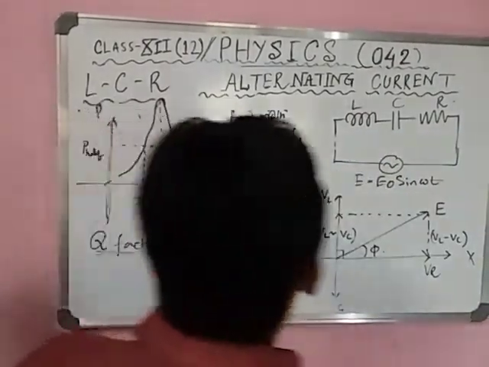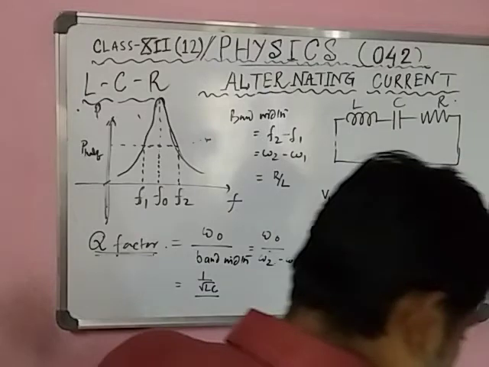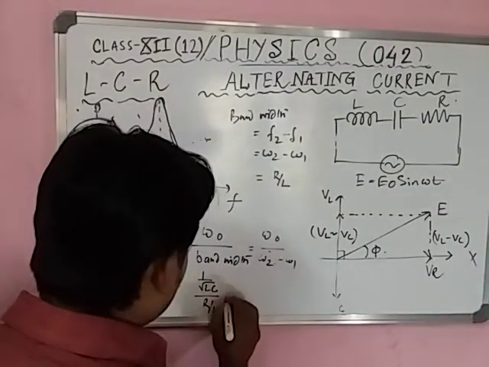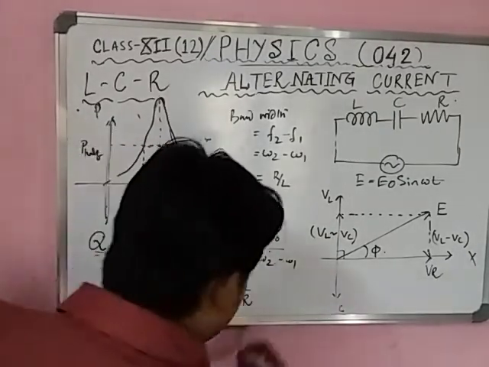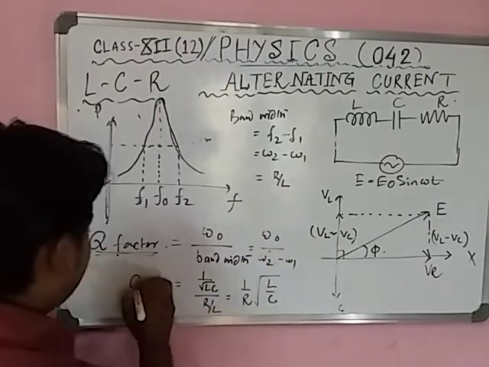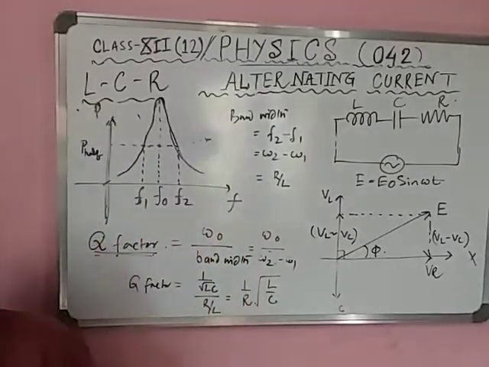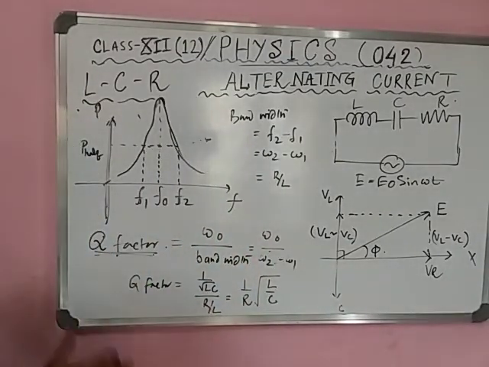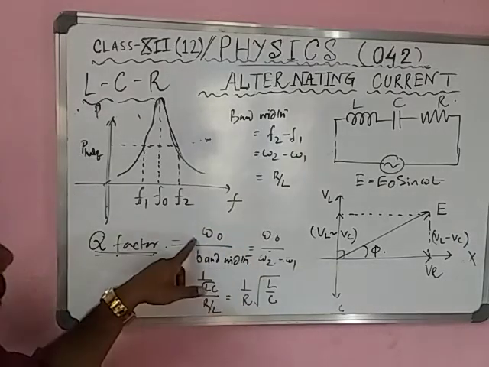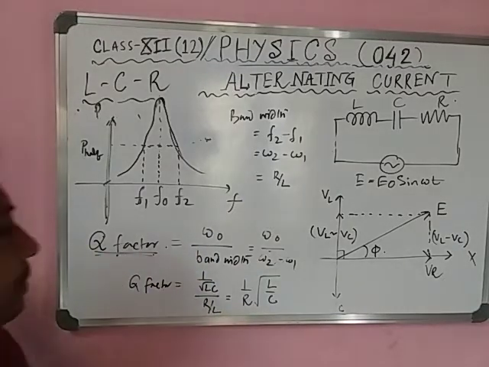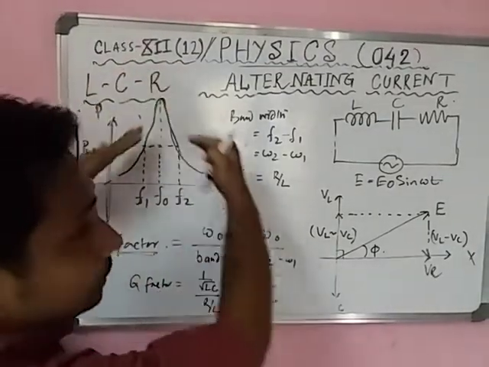Now put the value: Q equals 1 by R times root of L by C. This is called the Q factor. The Q factor means the sharpness of resonance, measured by the resonant frequency divided by the bandwidth. This is the quality factor by which you can measure how sharp the resonance is.